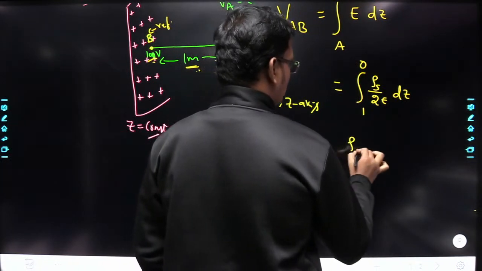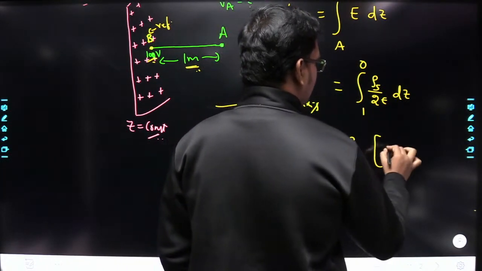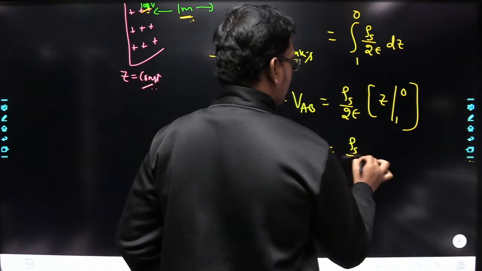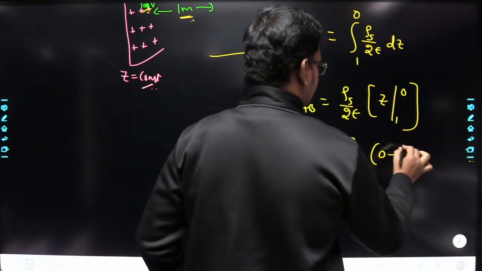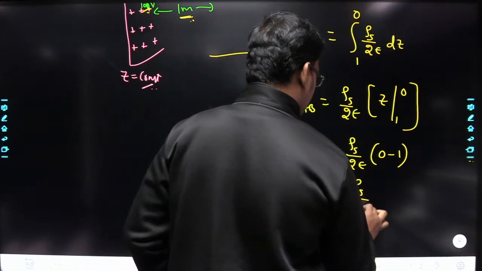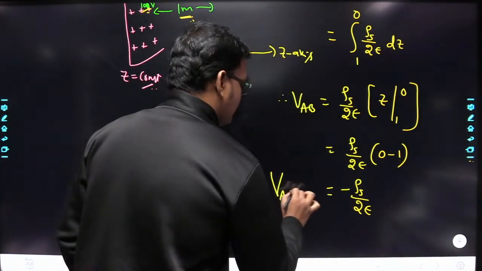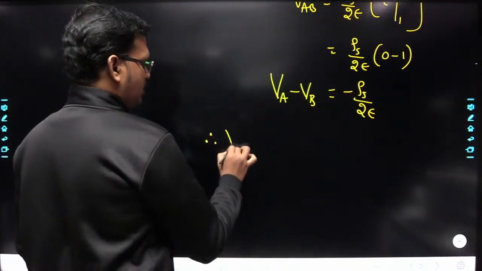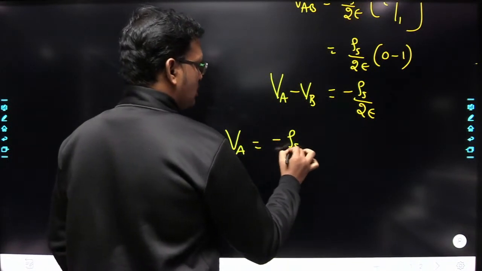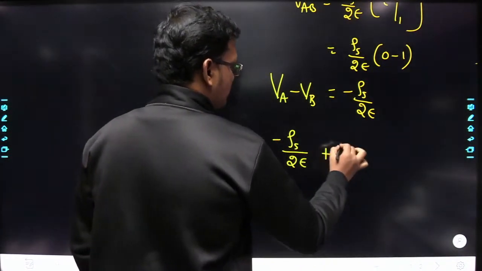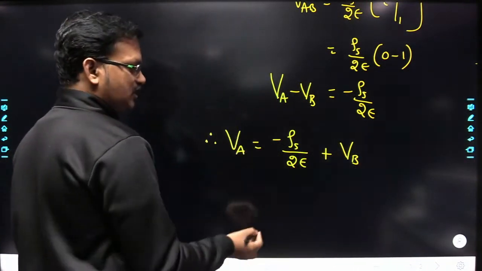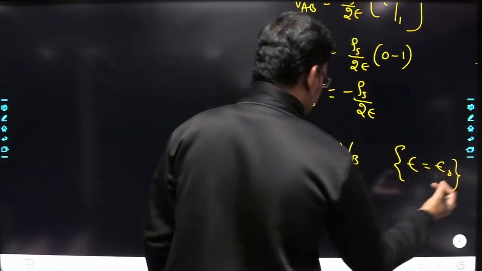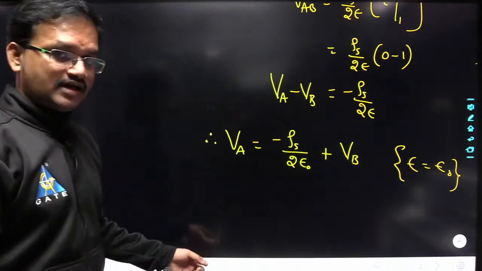Therefore VAB is equal to rho s by 2 epsilon into z, and its range is from 1 to 0. So this is equal to rho s by 2 epsilon into (0 minus 1), so you will get minus rho s by 2 epsilon. So this is VA minus VB. I want the potential at A, so the potential at A is equal to minus rho s by 2 epsilon plus VB. Since they have not mentioned anything about the medium, I am considering epsilon as epsilon naught.